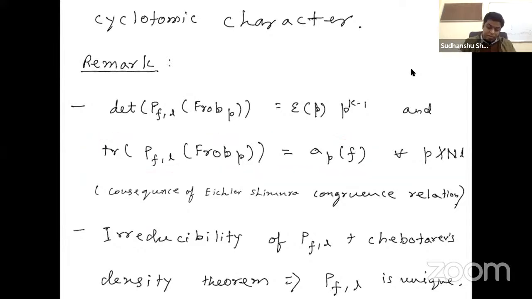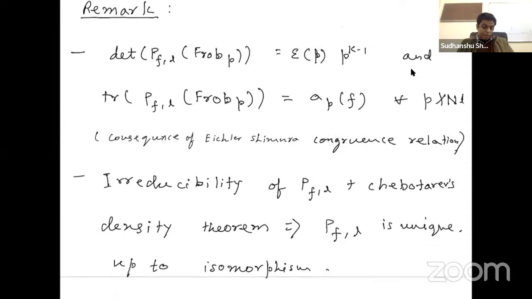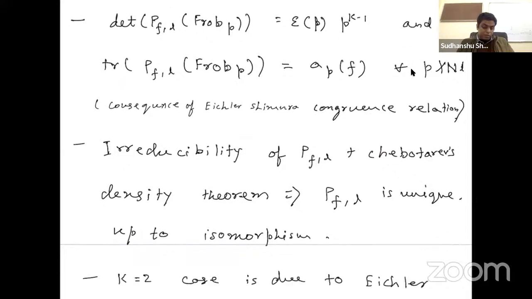This can be proved using what is called the Eichler-Shimura congruence relation, which I believe was in one of the lectures last week. The Eichler-Shimura congruence relation tells you how Frobenius acts on this vector space V_f corresponding to this representation.